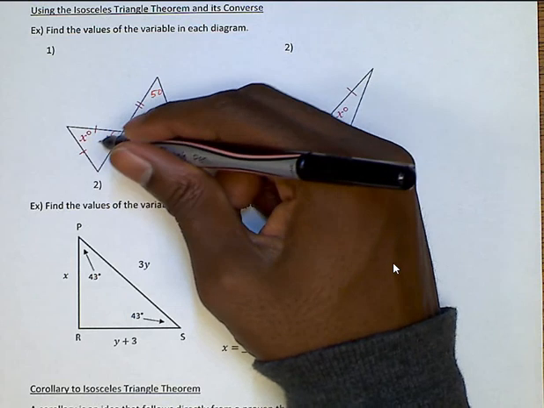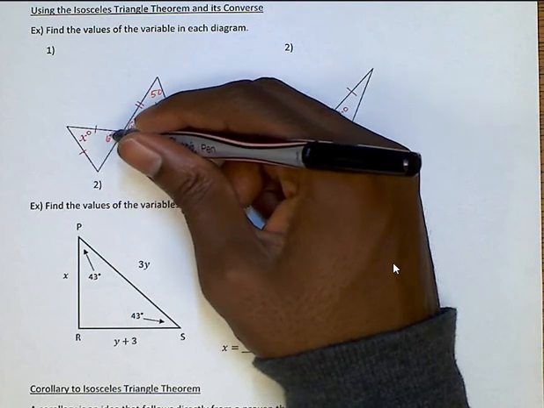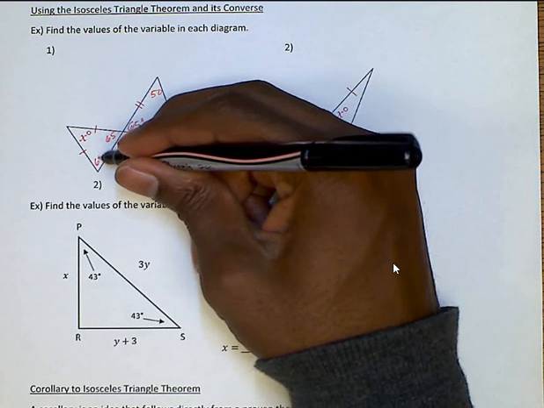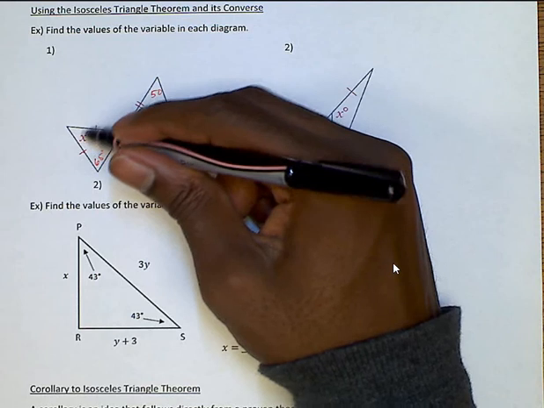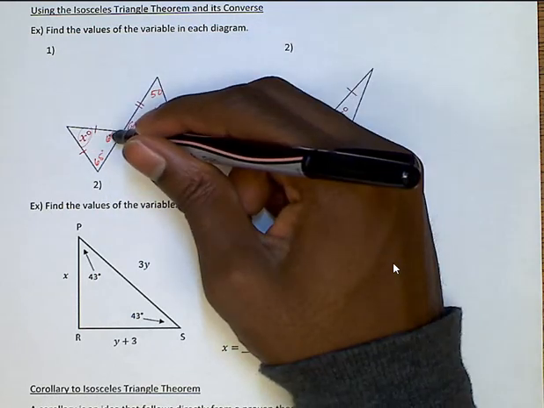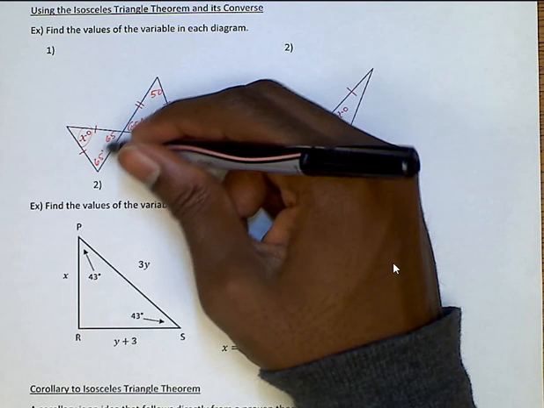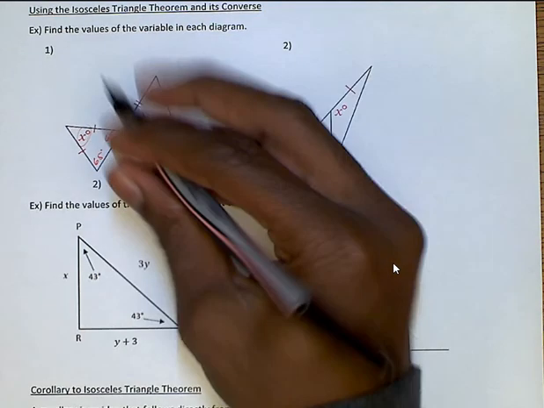Notice that this is also an isosceles triangle. So since this is 65, the opposite side has to be 65 degrees. Okay. And x is whatever is left out of 180. So 65 plus 65 is 130. 180 minus 130 gives us x, which is 50.